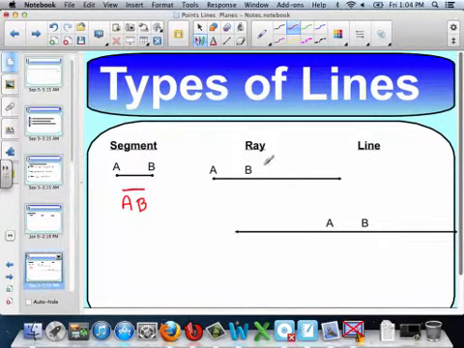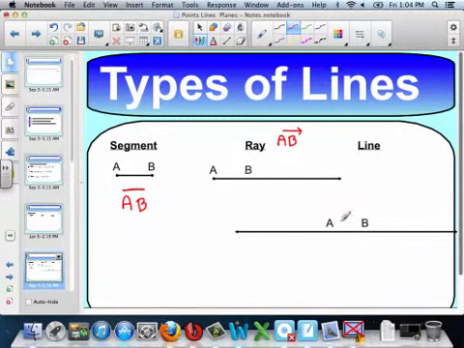The next one is for a ray. Again, we're starting at A. Guys, the endpoint is always going to go first for the ray. That makes a big difference. So the endpoint goes first. We're starting at A, going toward B, and because it's a ray, it looks like a single arrow, so we call that ray AB. So a ray has the one arrow at the end.